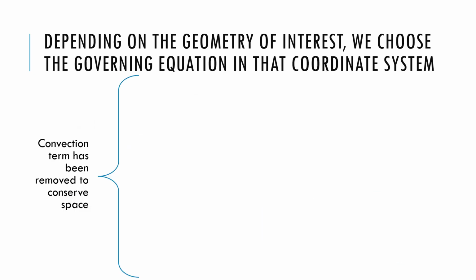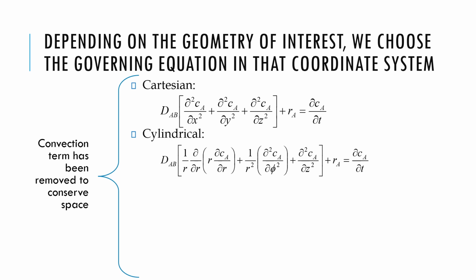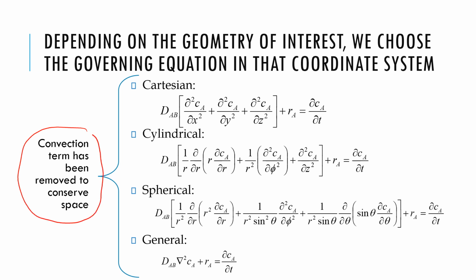Just for completeness, here is an example of the mass transport equation in the different coordinate systems: Cartesian, cylindrical, spherical, and the most general form. So here, just for convenience, just to make it less messy, we have dropped the convection terms. But convection has to do with flow, and as long as there is flow, we need that term. We just happen to have dropped it here to keep it clean.